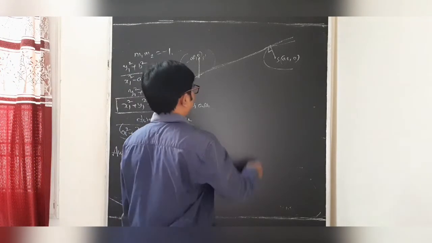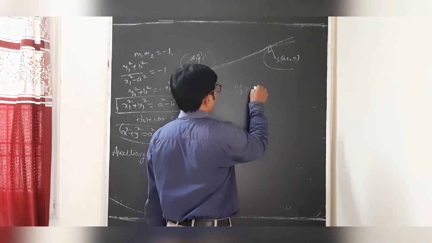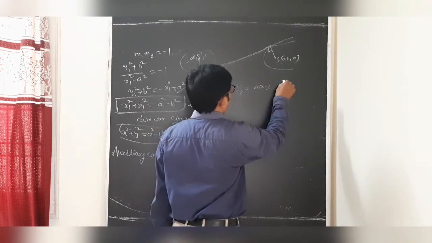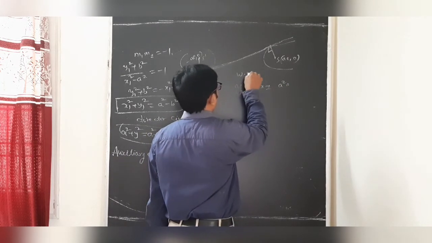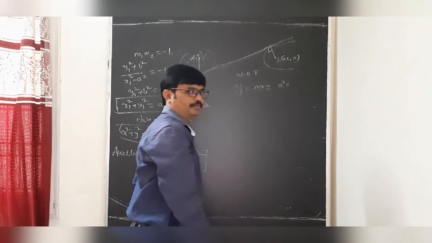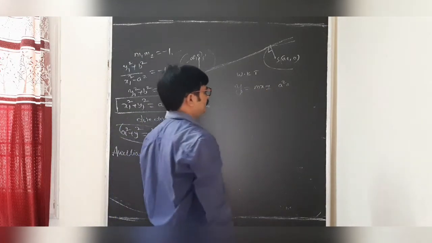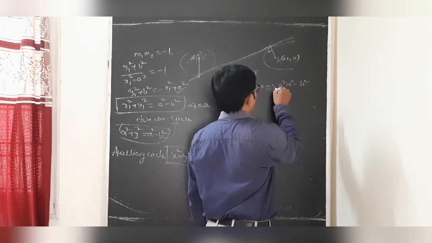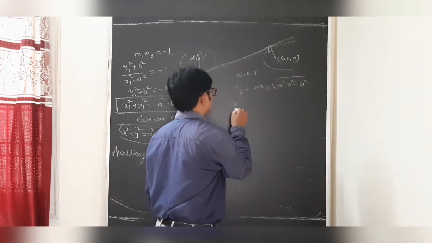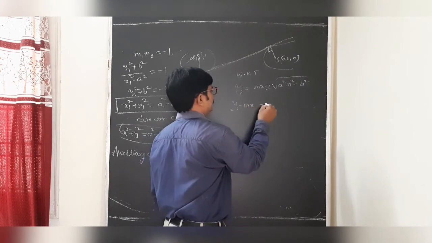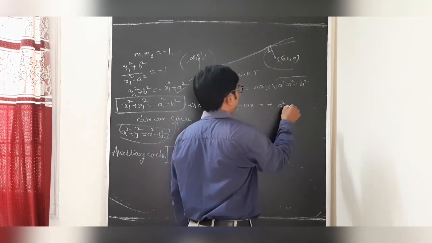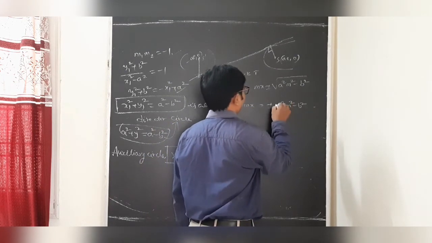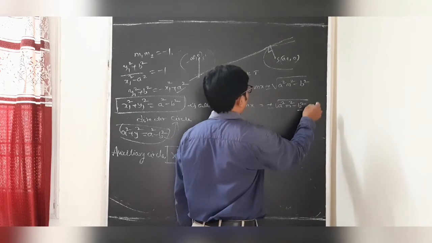So we can write the equation of the tangent. We have to know that the equation of the tangent to the hyperbola with slope m is y equal to mx plus or minus under root of a square m square minus b square. So y minus mx equals plus or minus under root of a square m square minus b square. This will be equation 1.